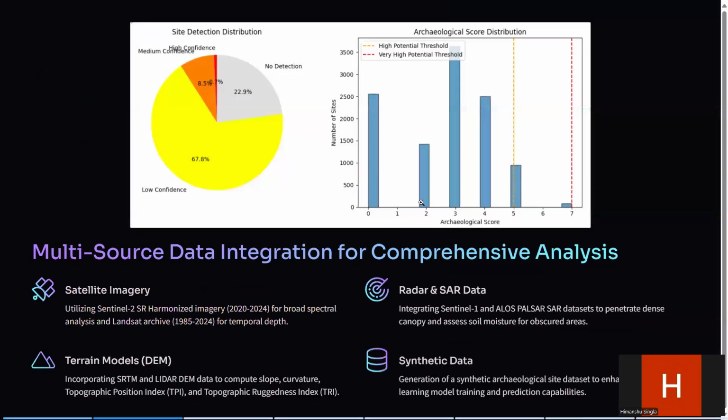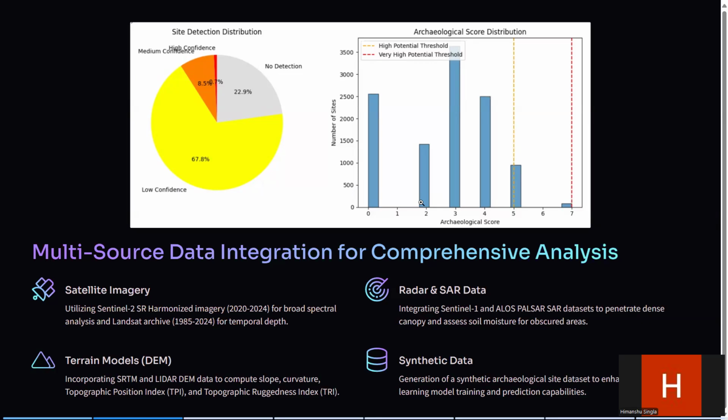For example, I have used satellite imagery that helps with broad spectral analysis and temporal depth, and radar and SAR data. By integrating these datasets, it helps to penetrate the densest canopy and assess the soil moisture for the obscure areas. The third one is the terrain models that help to compute the slope, curvature, topographical positions, and the ruggedness indexes. We will be talking later on about what types of indexes I have used.